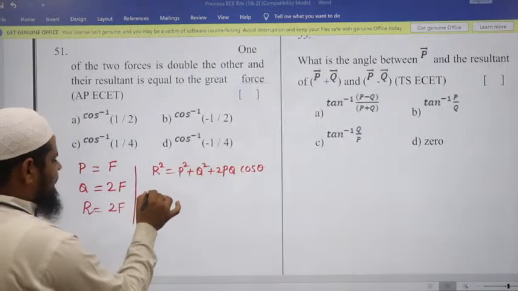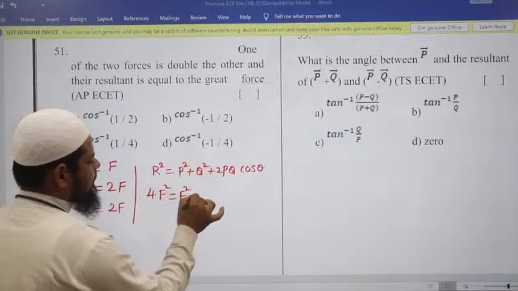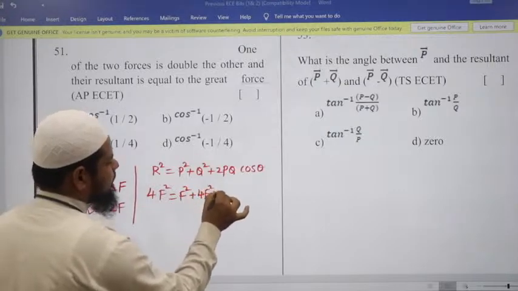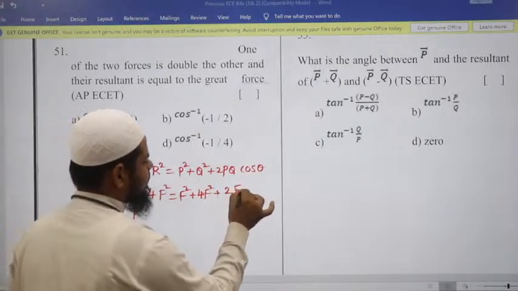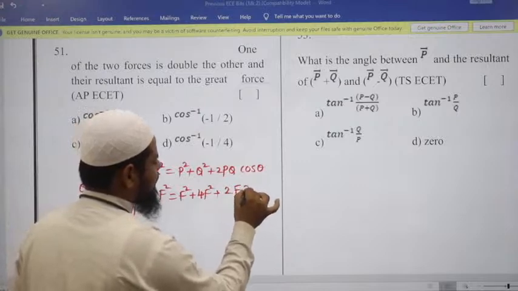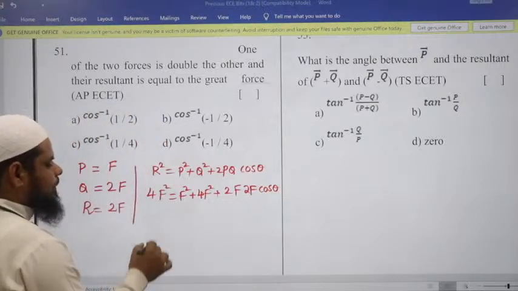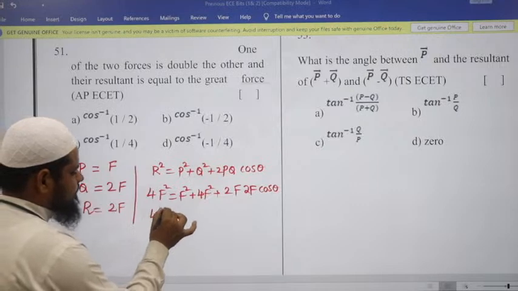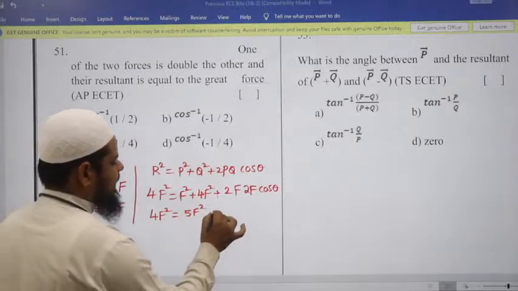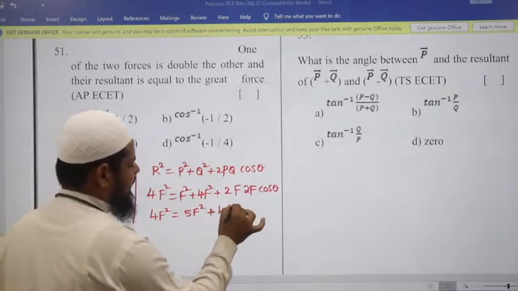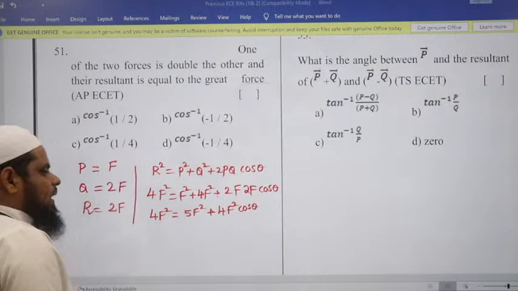So what is R square here? 4F square is equal to F square plus 4F square plus 2F into 2F cos theta. So then 4F square is equal to 5F square plus 4F square cos theta. Yes, 4F square cos theta.